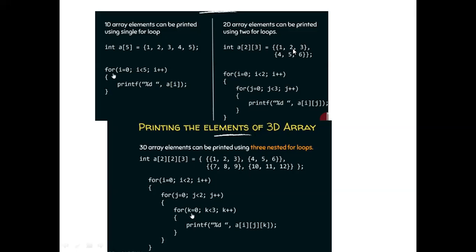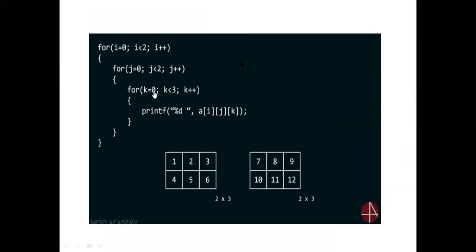Where will 2 be stored? In a of 0 comma 1. Where will 3 be stored? A of 0 comma 2. And I will be writing here so that you can understand.